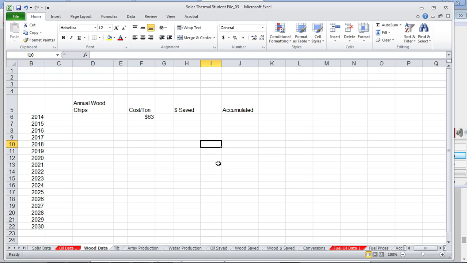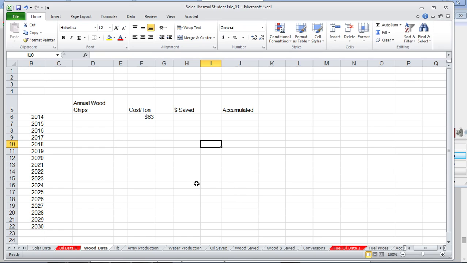Now that you have projected oil prices into the future and you have accumulated those savings over time, you can now move on to wood chips. As we know, the biomass facility operates between roughly October and commencement, and then they use the oil boilers through the summer and the beginning part of fall.